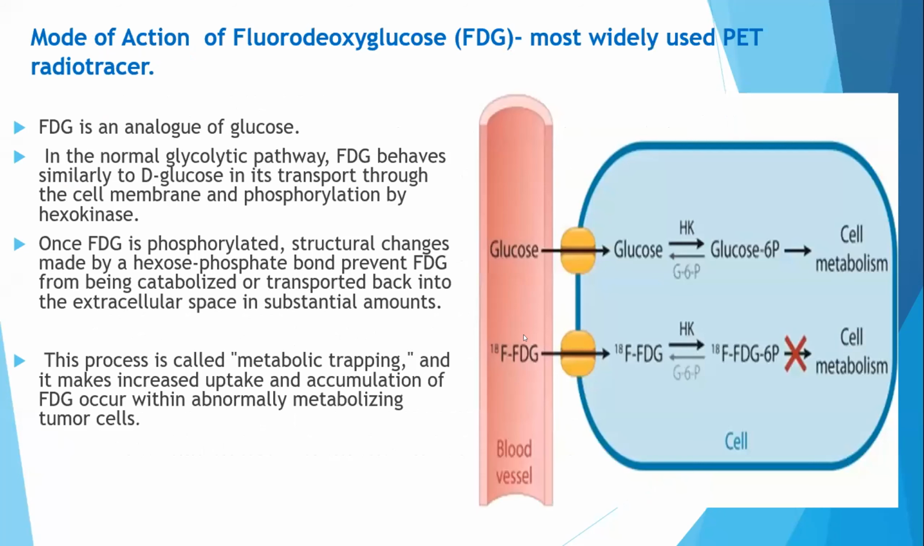Mode of action of fluorodeoxyglucose. Fluorodeoxyglucose is an analog of glucose. It just acts like normal D-glucose in the glycolytic pathway. But when FDG is phosphorylated, structural changes occur and that prevents it from being catabolized. This process is called metabolic trapping and it causes increased uptake and accumulation of FDG within the abnormally metabolizing tumor cells.